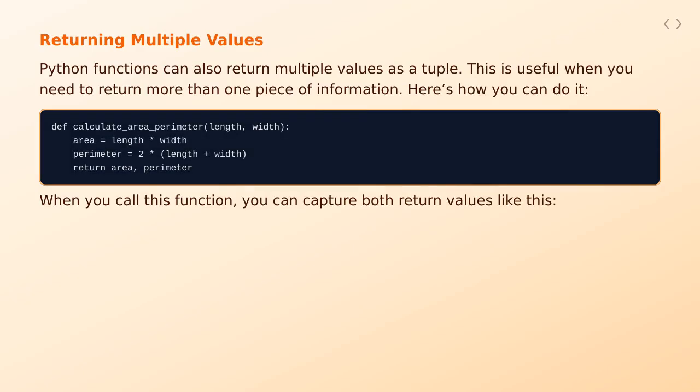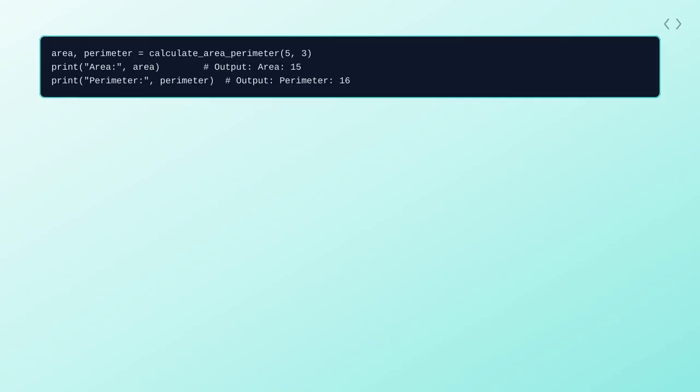Next, returning multiple values. Python functions can also return multiple values as a tuple. This is useful when you need to return more than one piece of information. Here's how you can do it. This sample defines a function. Review the implementation on the slide. When you call this function, you can capture both return values like this. The samples on screen walk through this step. Take a moment to read through them.